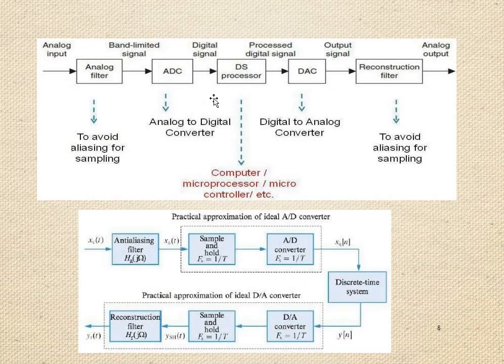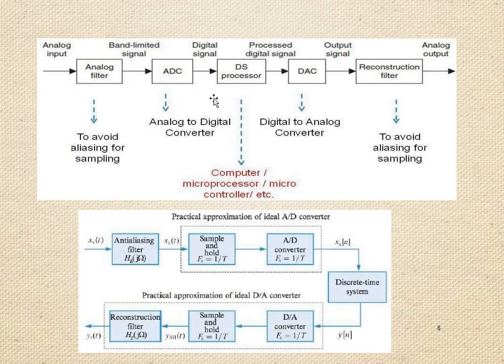This is the full analog to digital converter, where an analog signal is converted to digital, then digital to analog. Here we can see analog input is given to an analog filter. Then the output of the analog filter is a band limited signal. The band limited signal is given to the analog to digital converter. The analog to digital converter converts the analog signal to a digital signal.